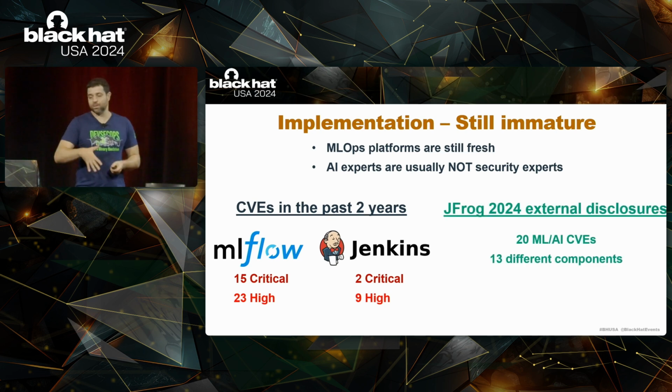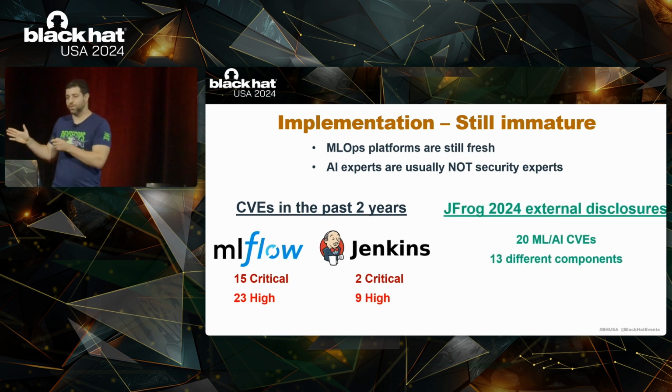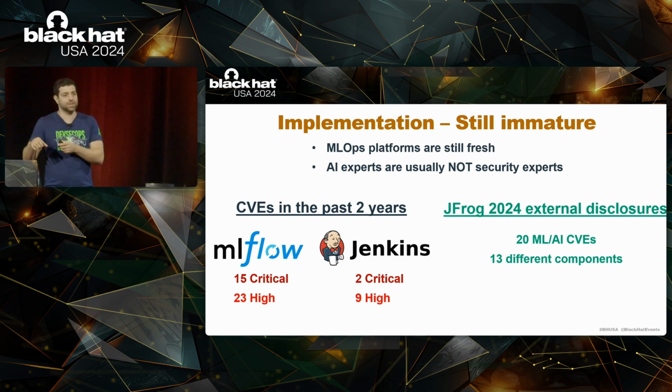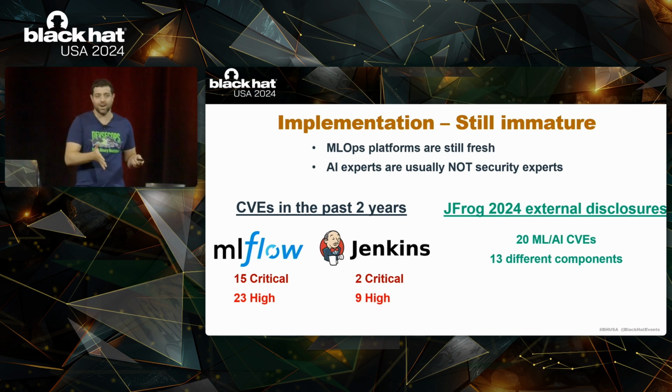For example, again, the JFrog research team does a lot of external disclosures, and the biggest category where we did disclosures is definitely MLOps this year. It was 20 CVEs, and in other categories, we found a lot less.